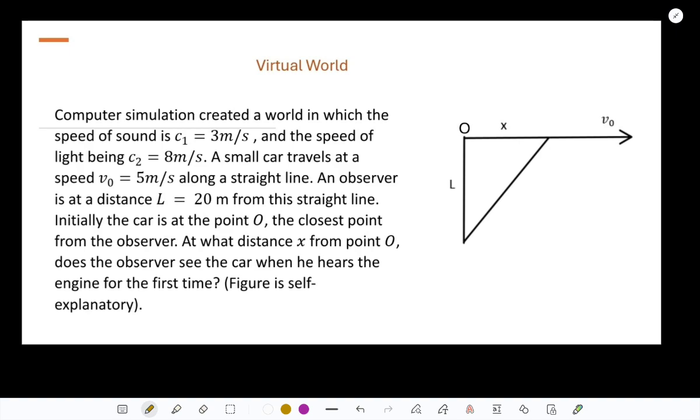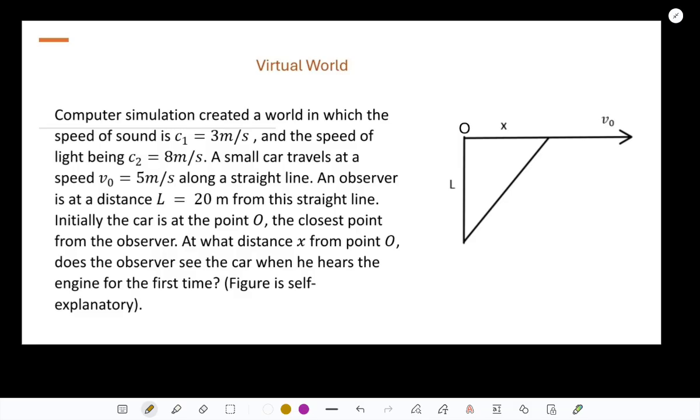It's talking about something called virtual world. Okay, that's fine. We all live in virtual world at this moment of time. So the problem is: a computer simulation created a world in which the speed of sound is c1 equals 3 meter per second, just 3 meter per second. And the speed of light is c2 equals 8 meter per second.